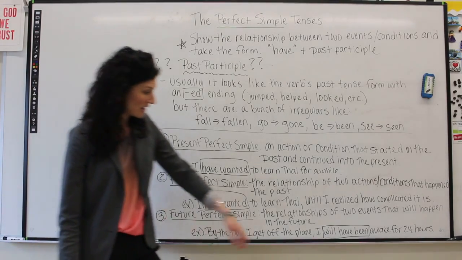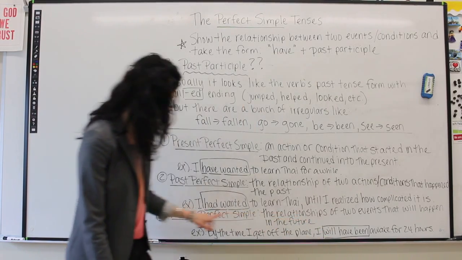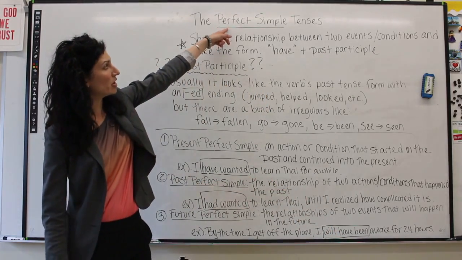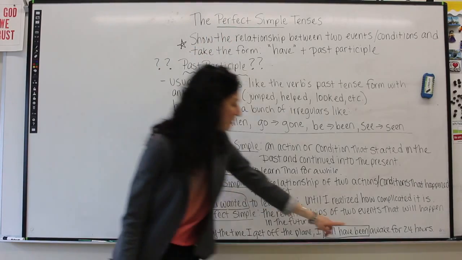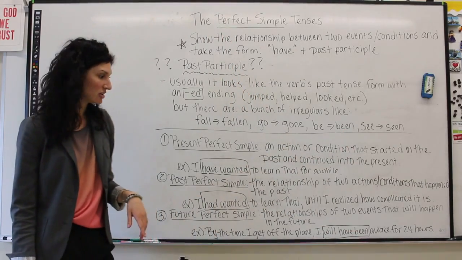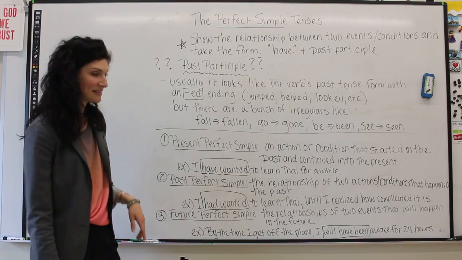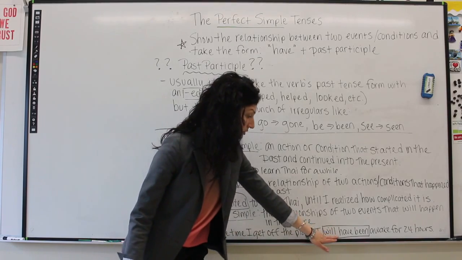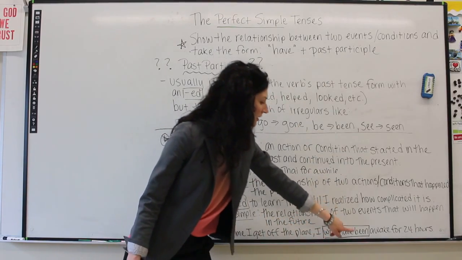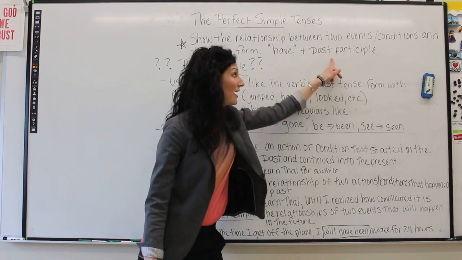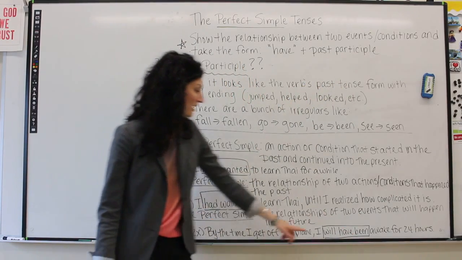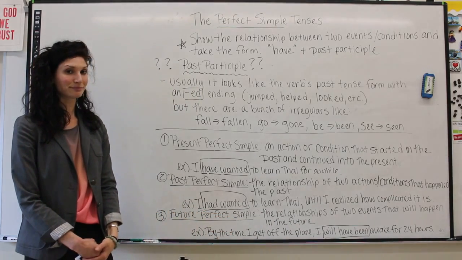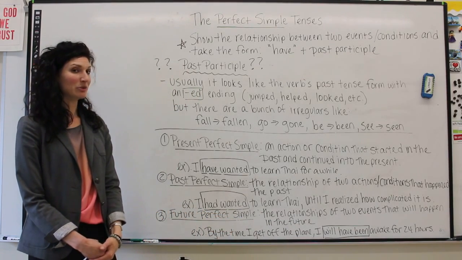So if you take a look over here, we have will, which indicates future, and we have have, which we know is in the perfect tenses, and been, which is one of our past participles. So therefore, we can see that will have is the perfect simple form of the verb to have, plus another form of the verb to be, which is been, the past participle form. Therefore, we can identify this tense as being the future perfect simple tense. And that's it for the perfect simple tenses so far.